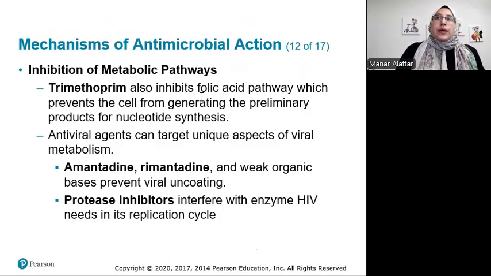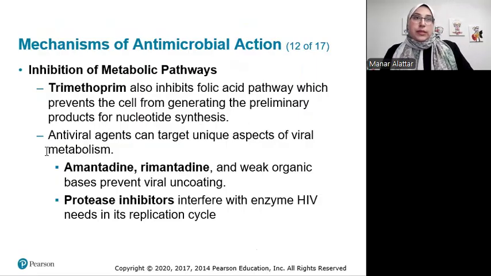And so there are also some antivirals that can target various metabolic activity or proteins within viruses. And there are also some other classes of antimicrobials that inhibit various parts of the folic acid pathway. Okay.